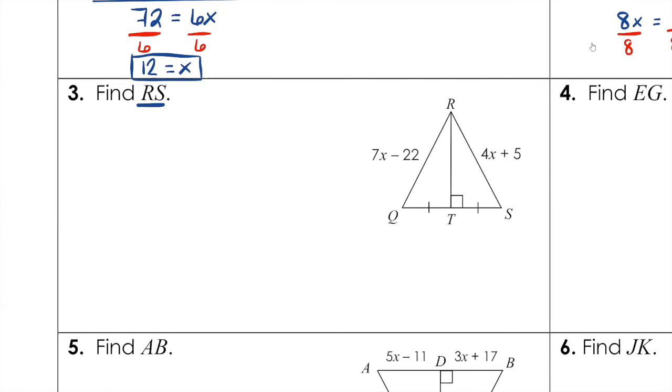All right, so find the length of RS. We've got a perpendicular bisector. So what does that mean about RQ and RS? They're congruent. As long as that's a perpendicular bisector, that is a congruent relationship. So if they are congruent, how do we set up our equation? Set them equal to each other, absolutely.